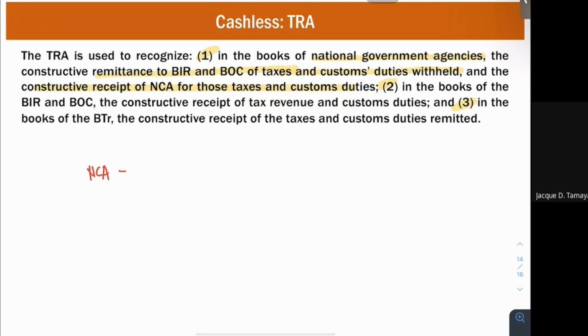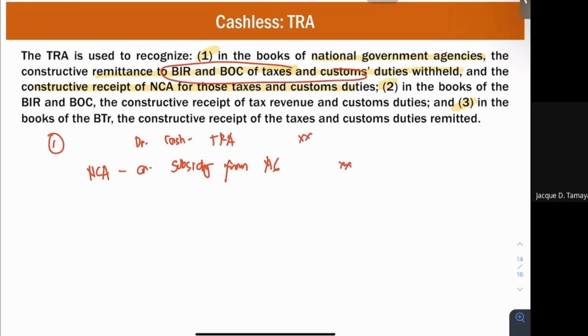You credit here, of course, the notice of cash allocation. Whenever we have a notice of cash allocation, the credit is a subsidy from national government. Now we record the constructive receipt of your tax withheld, so we debit cash, which we call tax remittance advice. Your entry for number one, therefore, is a debit to cash, tax remittance advice, and a credit to subsidy from national government. Why do we debit cash, tax remittance advice? Because that is the constructive receipt of NCA for those taxes and customs duties.